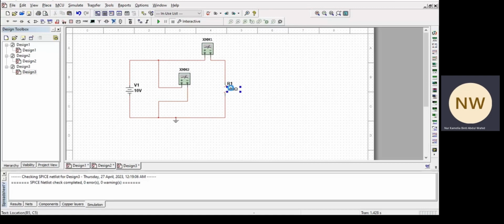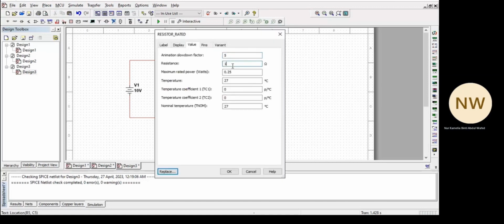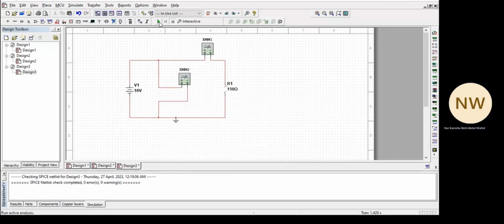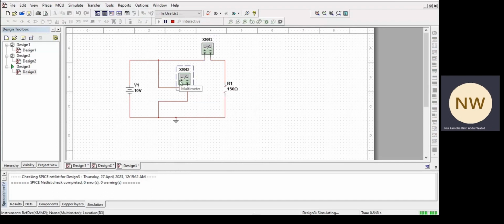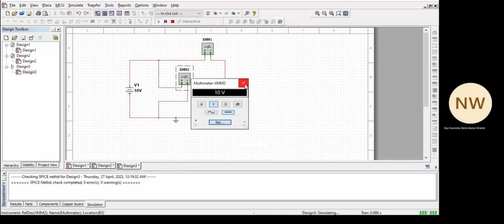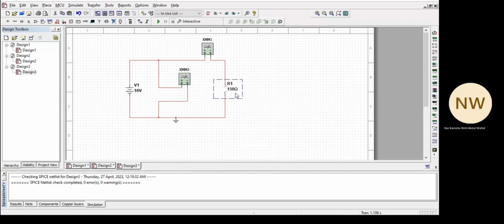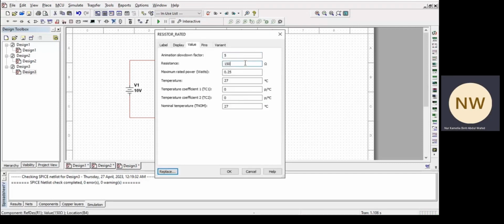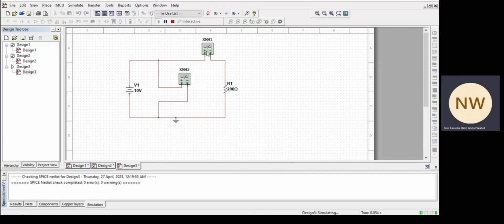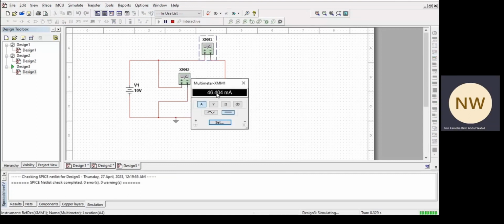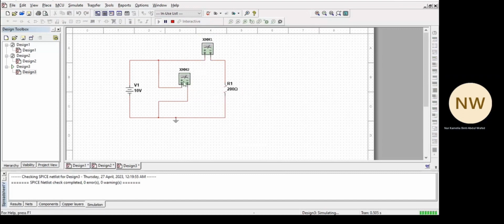Next, we have the 150 ohm resistor. When we run the simulation, we're gonna get 16.42 milliampere, and the voltmeter is still the same, 10 volt. Next, when we run the resistor of 200 ohm, we're gonna get 46.404 milliampere and 10 volt.